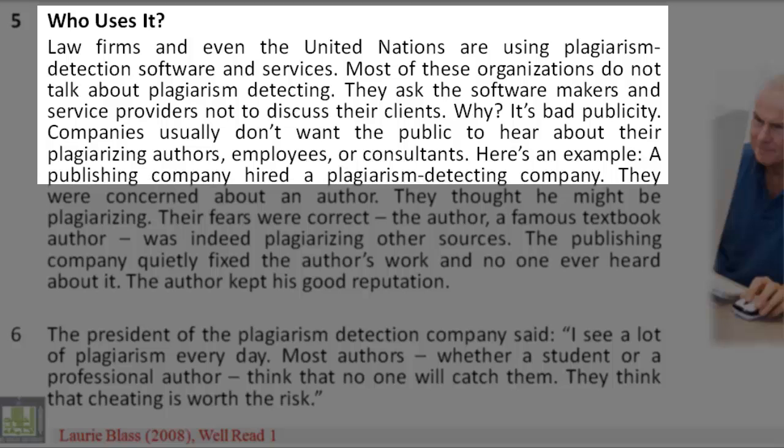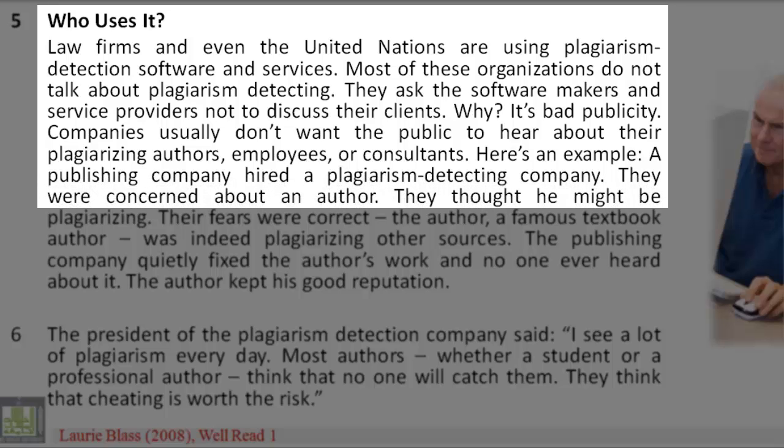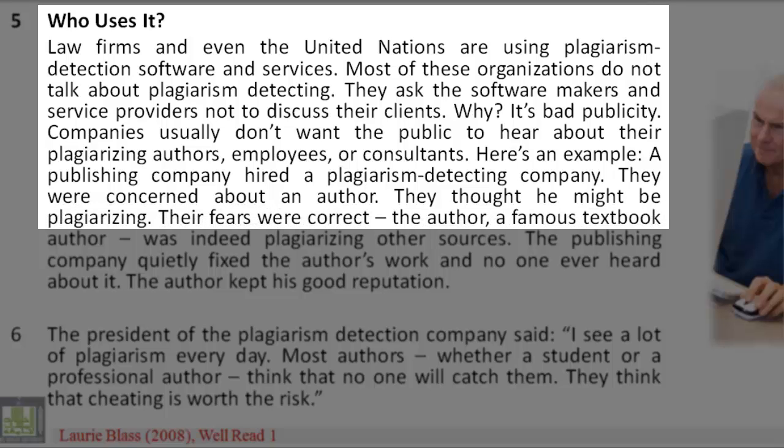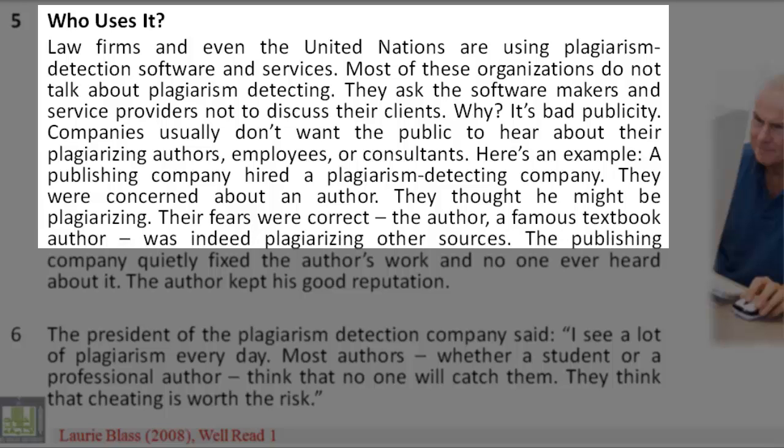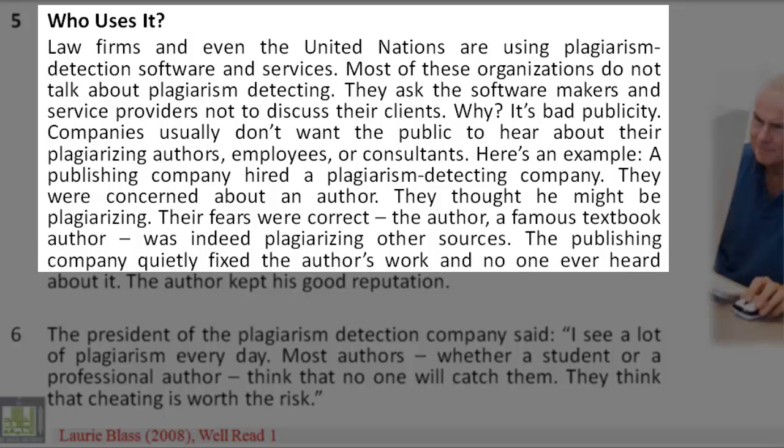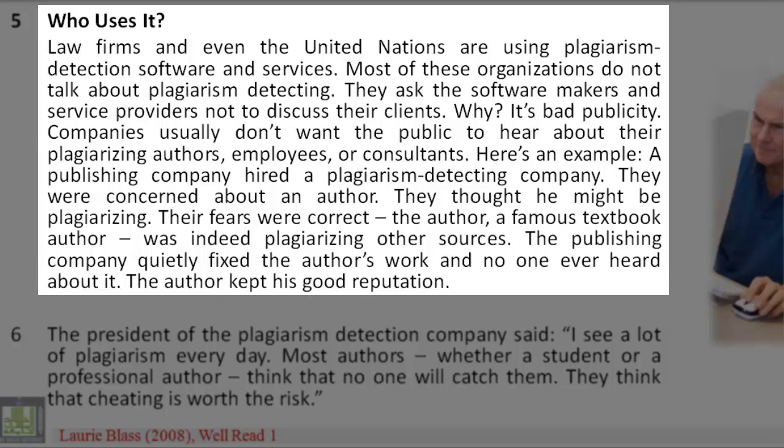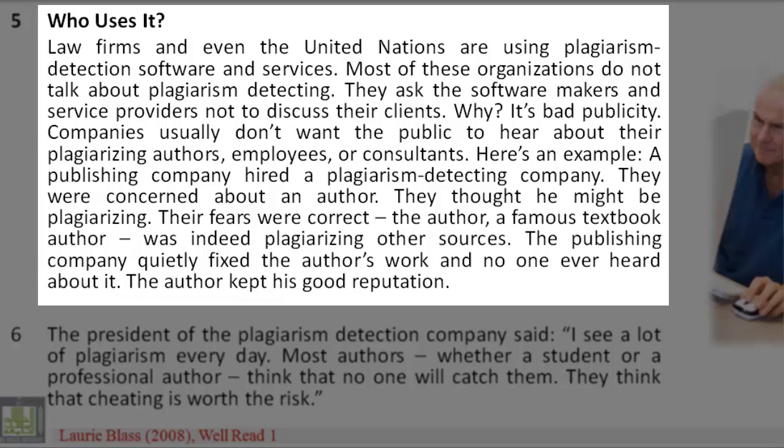Here's an example. A publishing company hired a plagiarism detecting company. They were concerned about an author. They thought he might be plagiarizing. Their fears were correct. The author, a famous textbook author, was indeed plagiarizing other sources. The publishing company quietly fixed the author's work, and no one ever heard about it. The author kept his good reputation.